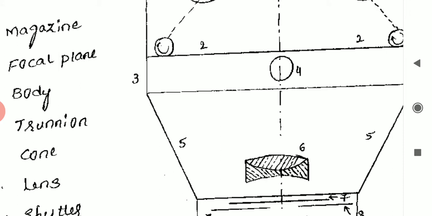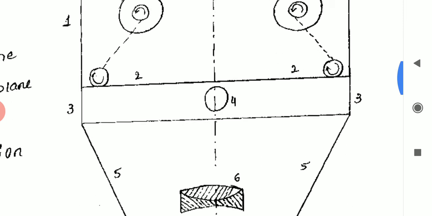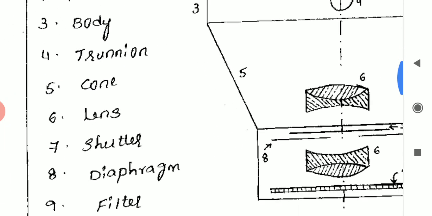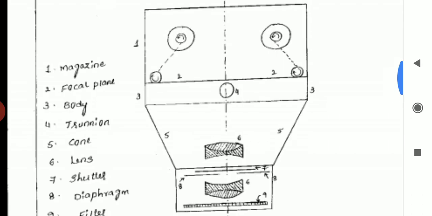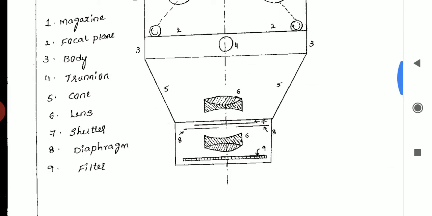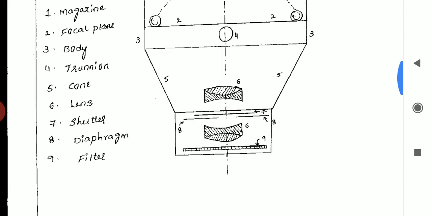The camera body is the part of the camera provided at the top of the cone. So this is the cone, no? It is provided at the top of the cone. And the drive mechanism. By using the drive mechanism, we will get the picture. It is housed in the camera body, and is used for winding and tripping the shutter and winding the film. It may be operated mechanically or manually.